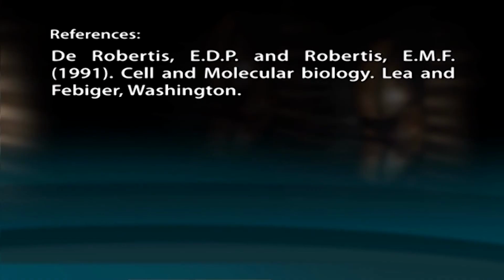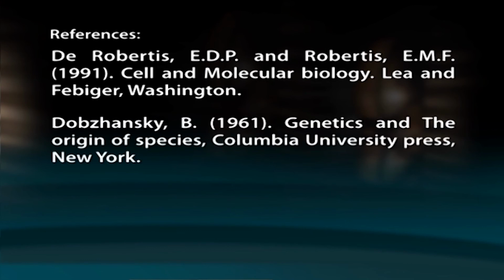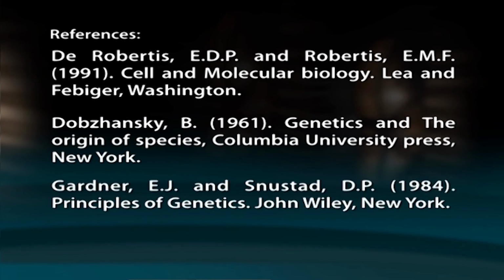I will also give you certain references for your further reading. 1. A book with the title Cell and Molecular Biology, authored by De Robertis and De Robertis in the year 1991 and published by Lea and Febiger, Washington. A second book is with the title Genetics and the Origin of Species, authored by Dobzhansky in the year 1961, published from Columbia University Press, New York. A third book is with the title Principles of Genetics, authored by Gardner and Snustad in the year 1984, published by John Wiley, New York.